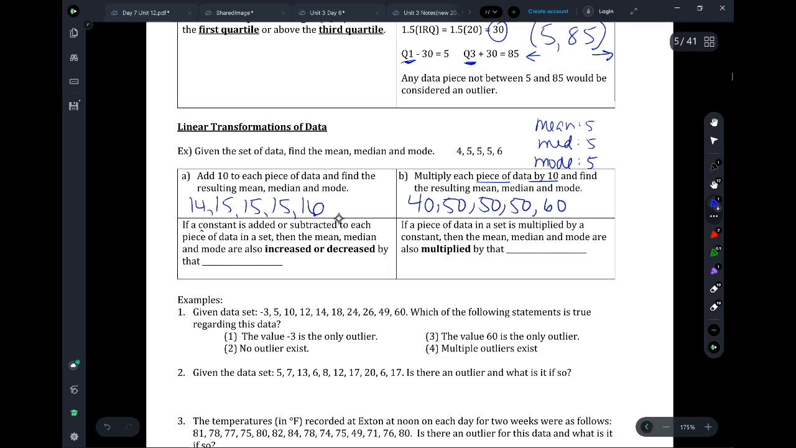So if a constant is added or subtracted to each data value, then all three are going to increase or decrease, depending on what you did, by that amount. So whatever you added, add on to the mean, the median, and the mode. If a data set is multiplied by a constant, then the mean, median, and mode are also multiplied by that constant.